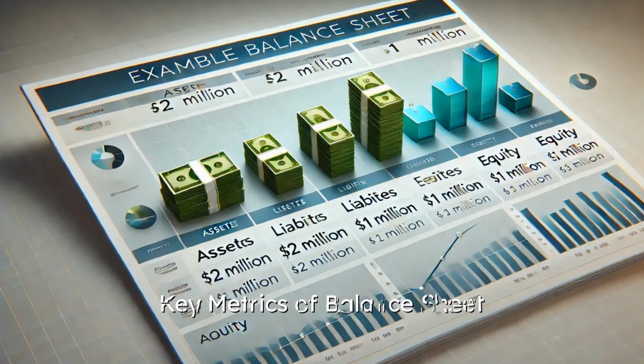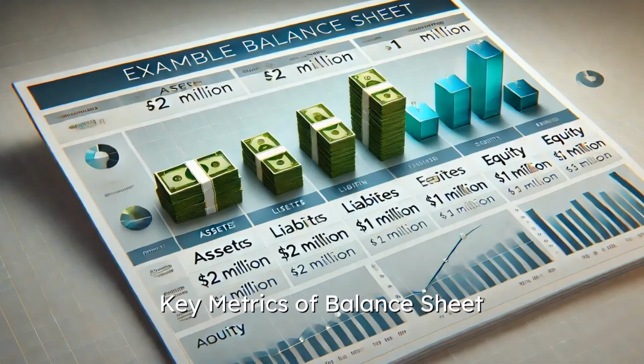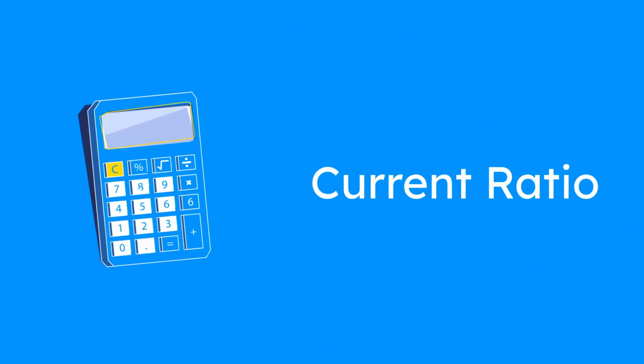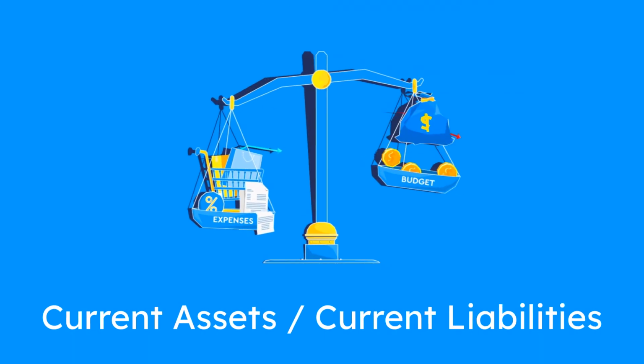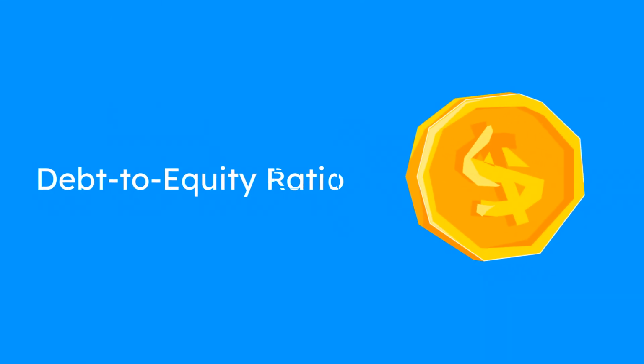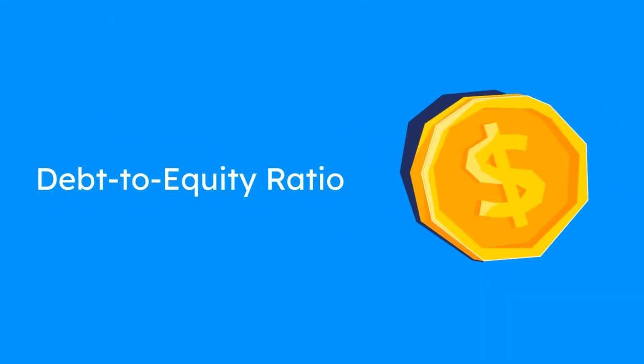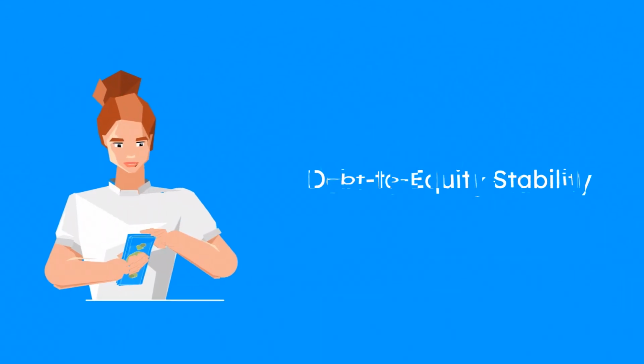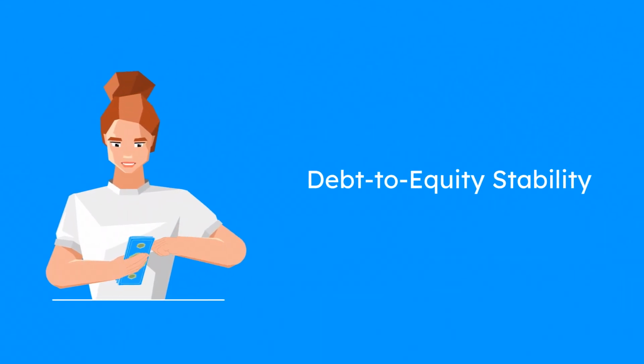Key metrics to focus on are current ratio. This measures liquidity, or the company's ability to pay off short-term debts. Current assets divided by current liabilities. A ratio above 1 is generally good. Debt to equity ratio. This tells you how much debt a company uses compared to shareholder equity. A ratio below 1 often indicates financial stability.